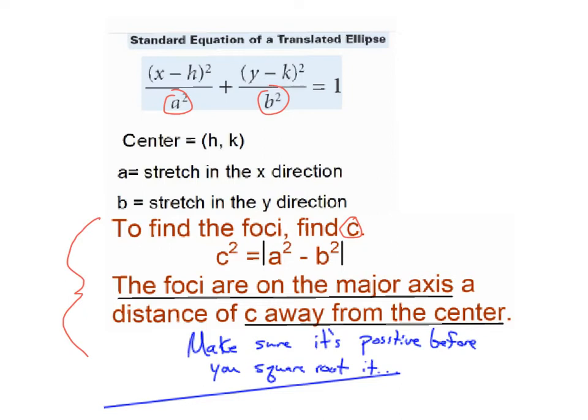Once you find C, the two foci are on the major axis, not the minor axis, so they're towards the vertices from the center, but they're C units away from the center. And I put absolute values here, so it just means that A or B, whichever one's bigger, it doesn't really matter, but when you subtract their squares, make sure it's positive before you solve for C by square rooting.